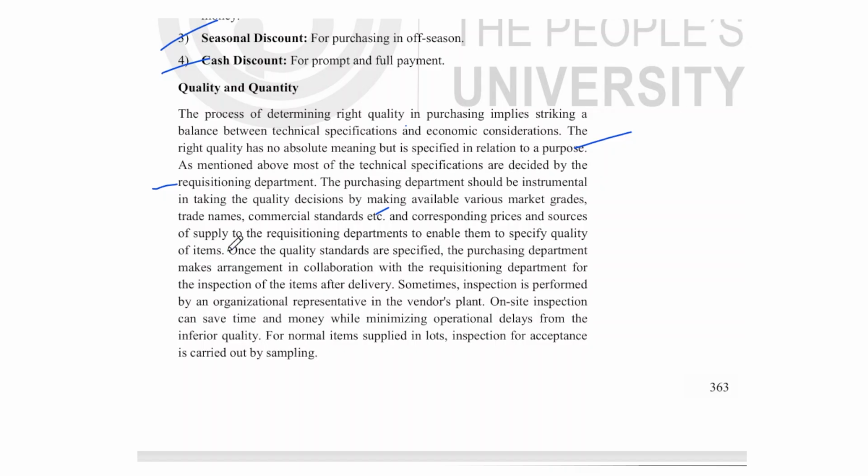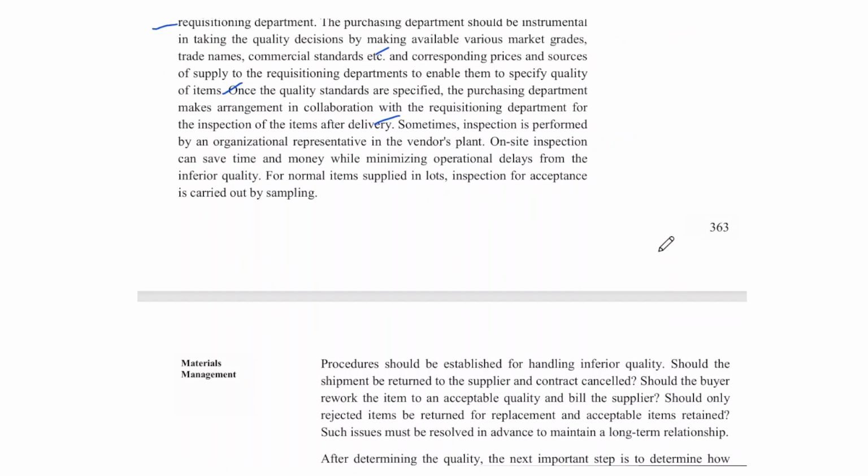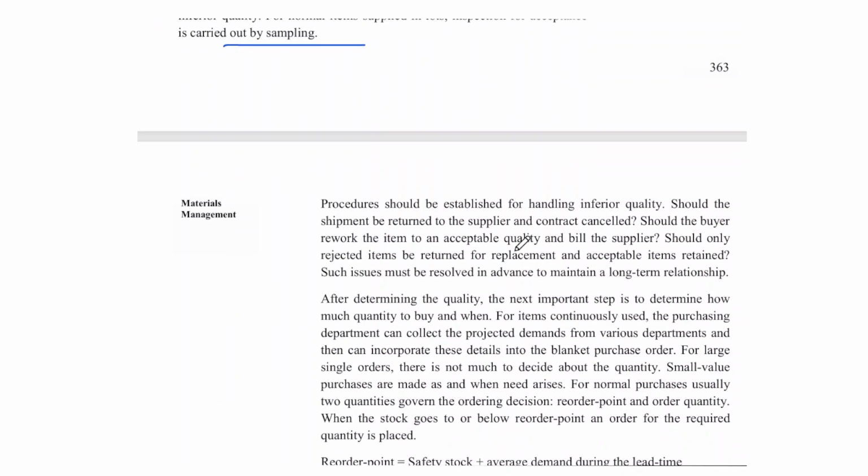Once the quality standards are specified, the purchasing department makes arrangements in collaboration with the requisition department for the inspection of the item after delivery. Sometimes the inspection is performed by an organization representative in the vendor's plant. An on-site inspection can save time and money while minimizing operational delays from inferior quality. For normal items supplied in lots, inspection for acceptance is carried out by sampling.